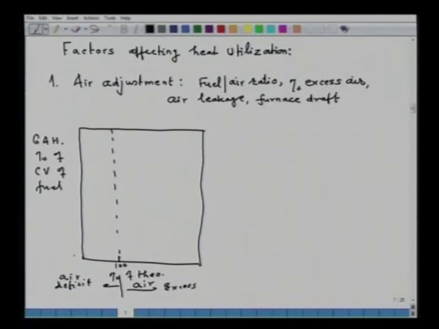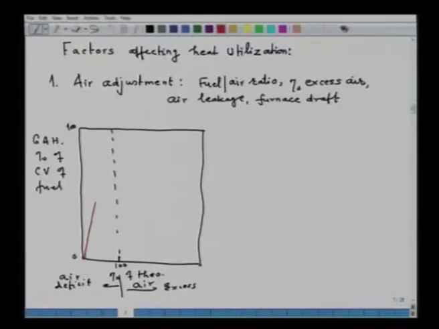Say at maximum from 0 to 100. So, what we are plotting now, we are seeing the effect of air adjustment on gross available heat, which is expressed in terms of percentage of calorific value of the fuel. Now, of course, if you recall, the gross available heat is calculated as calorific value minus heat to POC, and heat to POC depends also on the critical process temperature.